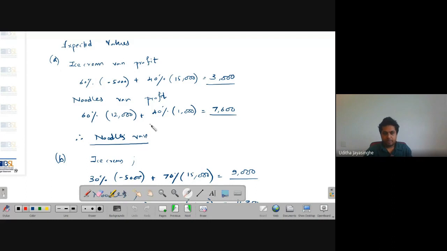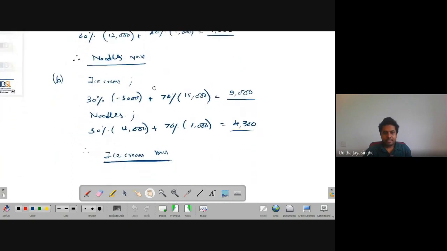So the first part, if I explain, there's a 60% chance of rain, with a negative 5,000, and then there's a 40% chance of not raining and 15,000 profit. If you multiply these numbers and add them up, the expected profit of the ice cream van for the first scenario is 3,000. But if you take the noodles van, 60% rain, 12,000 profit, 40% no rain, 1,000 profit, the expected profit is going to be 7,600. Because the expected profit is higher, we are going to take the noodles van.